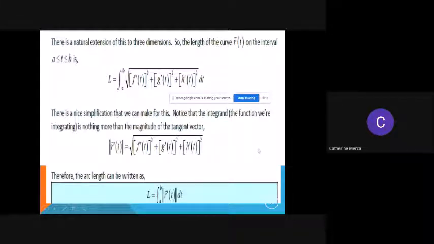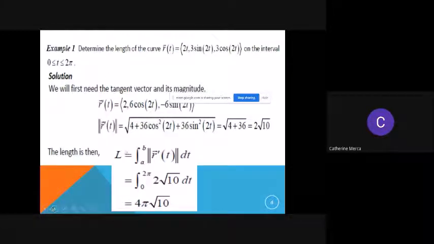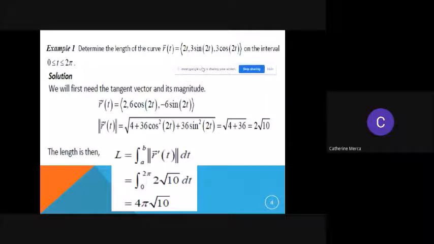Okay? So, if you take a look at the example that we had earlier here, if you're asked to determine the length of this curve on the given interval, the first thing that you have to do is to take the tangent vector and its magnitude. And the tangent vector is given by this one. When you get the tangent vector, you take the derivative.